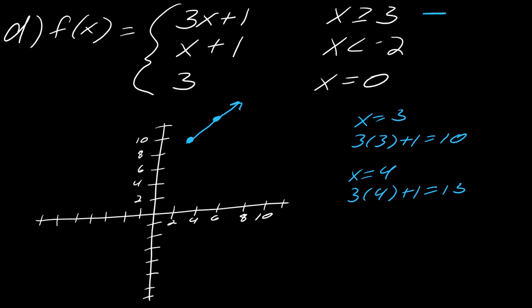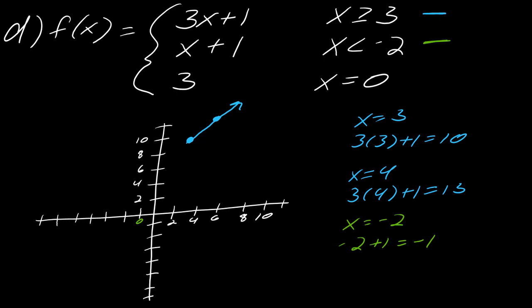Okay, so now let's move on to the next one. This one is for x is less than -2, so this one's going to have an open dot. I need to know what's happening at -2 though, so I'm going to use x equals -2. This is -2 plus 1, which equals -1. So here's -2, and I'm going to be down here at -1. I'm going to have an open dot.